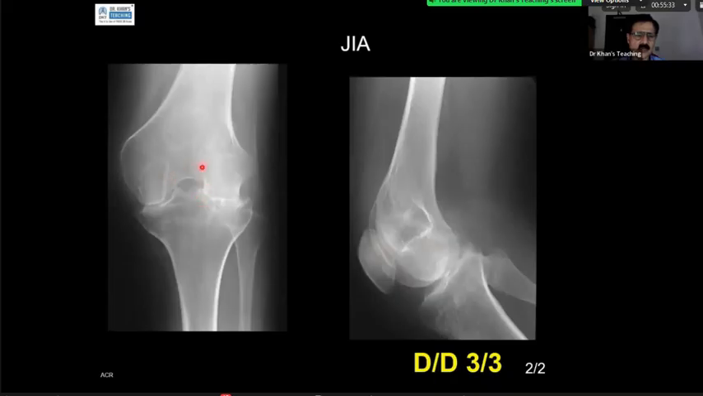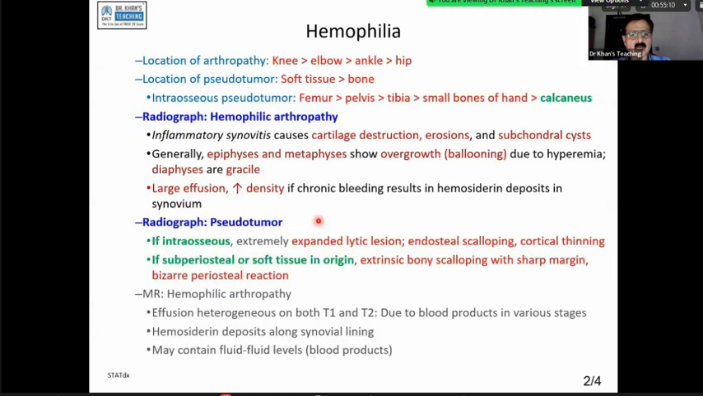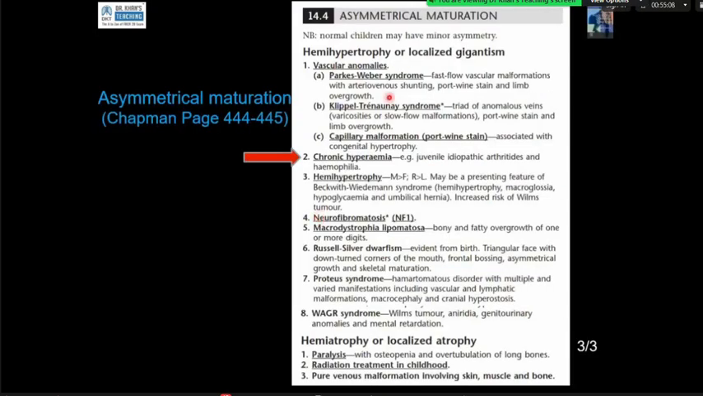Look at this intercondylar notch widening. Look at this epiphysis overgrowth. Look at the cartilaginous destruction, and so quite similar. The pathophysiology is hyperemia. In JIA, this is because of inflammation. In hemophilia, it is because of recurrent bleeds in the articular cavity. So, look at three differentials from your books: asymmetrical maturation, chronic hyperemia, and it includes juvenile idiopathic arthritis and hemophilia.